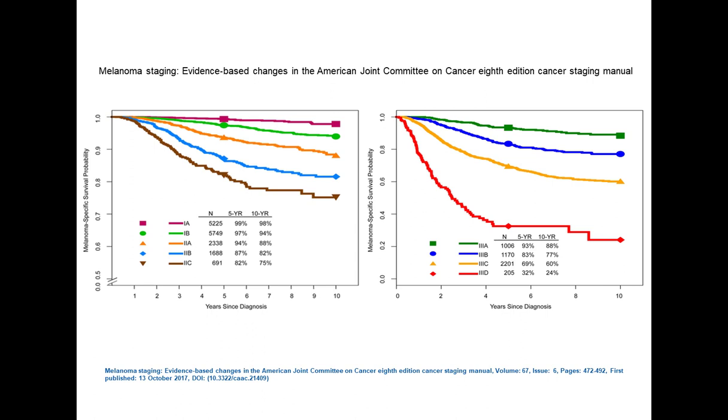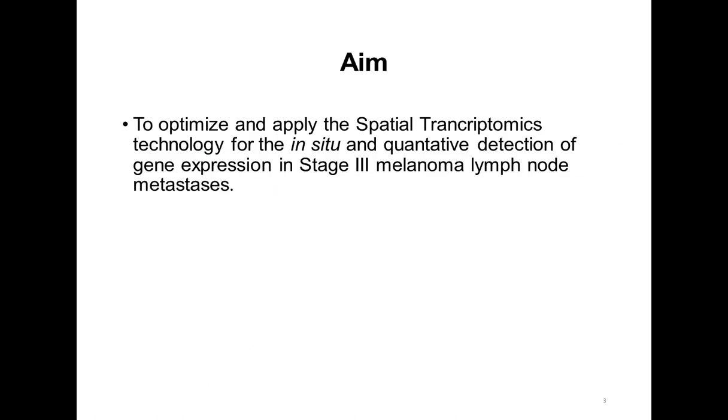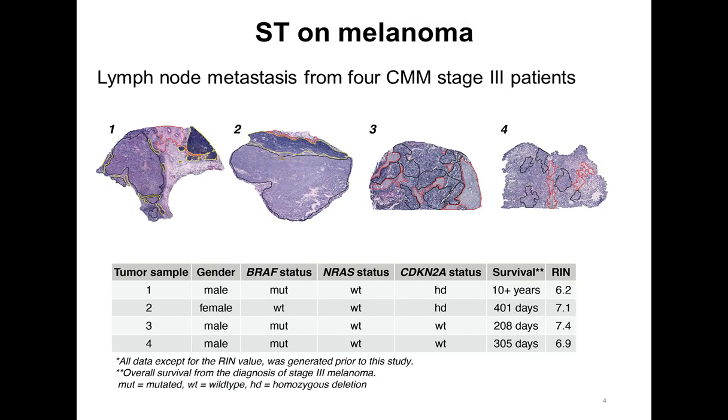And for this purpose, we analyzed the transcriptomes of almost 2,200 tissue domains in fresh frozen tumor sections. By retaining the positional information of the tissue domains, we could superimpose the transcriptomic data onto histological tissue images and visualize gene expression throughout the tumor. So the aim with the project was to optimize and apply the spatial transcriptomics technology for the in situ and quantitative detection of gene expression in stage 3 melanoma lymph node metastasis.